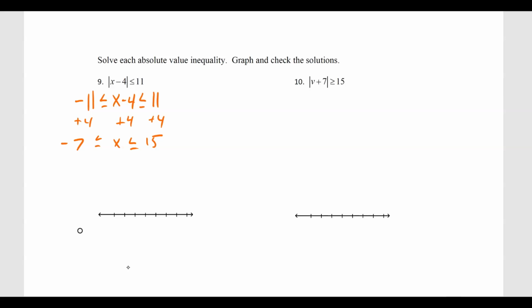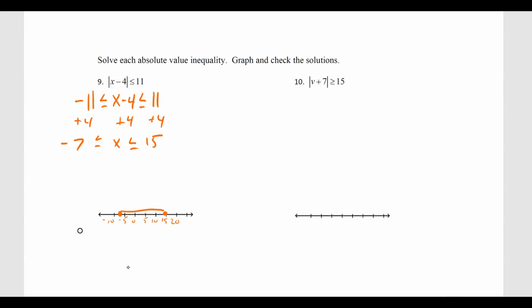I looked here and thought about that big gap between these numbers. So we'll do -10, -5, 0, 5, 10, 15, 20. And so -7, we'll say, is right here. And that goes all the way up to a +15 here. Connect them.